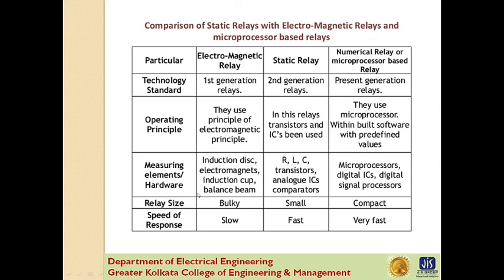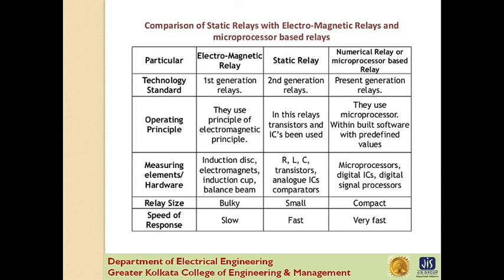Measuring elements or hardware: induction disc, electromagnets, induction cup, balance beam are the measuring elements in electromagnetic relay. In static relay, measuring elements or hardware are RLC, transistors, analog ICs, comparators. In case of numerical relay, the measuring elements are microprocessor, digital ICs, digital signal processors. Relay size: electromagnetic relay is bulky in size, static relay is small in size, and numerical based relay is compact in size.